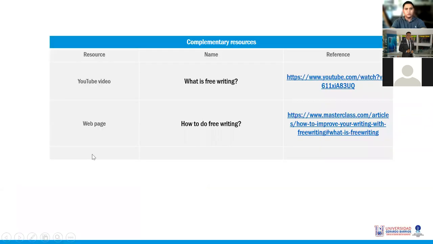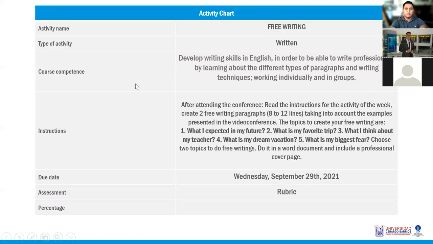Okay, here we have the complementary resources. That is a video and that is a web page. The video is about writing and the web page is about how to improve or how to do pre-writing. Now we have the activity. After attending the conference, read these instructions for the activity of the week. Create two pre-writing paragraphs, 8 or 12 lines, taking into account the example present in the video conference.